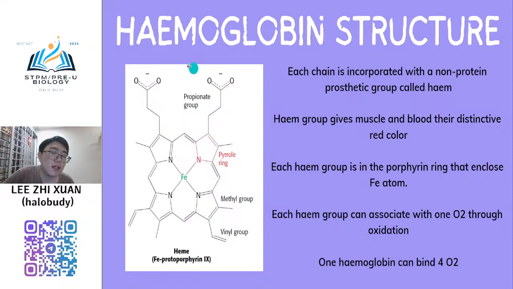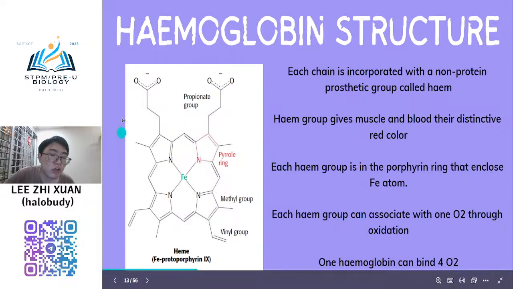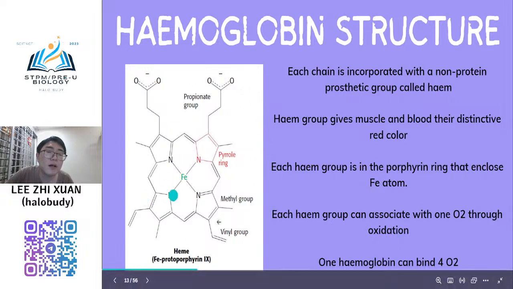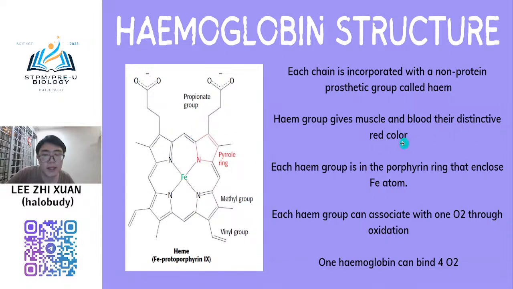Okay, so this is the chemical structure of one hem group. The hem group is a key component that gives our muscle and blood their red color. Why do we see our muscle and blood as red? Because of this hem group. This group has the responsibility to give the color of the blood and muscle red.